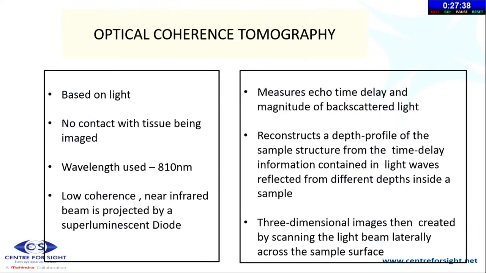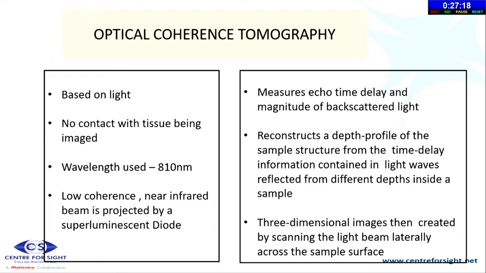So I'm going to talk about optical coherence tomography, which, as you know, everyone is using to a large extent. It is based on light. There's no contact with the tissue which we are imaging. The wavelength being used is 810 nm, a low coherence near-infrared beam projected by a superluminescent diode.